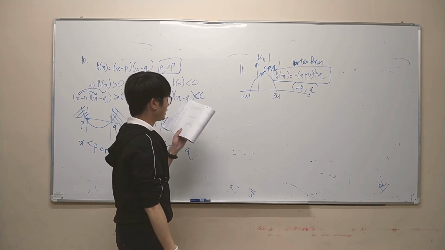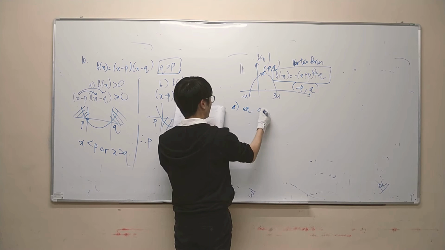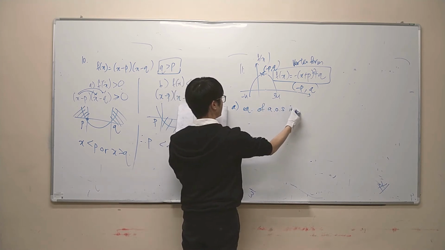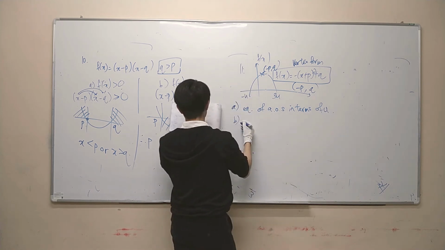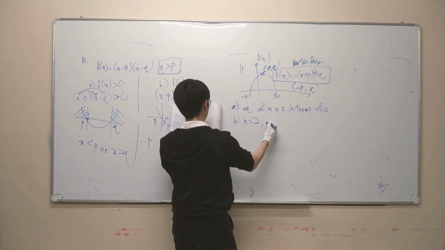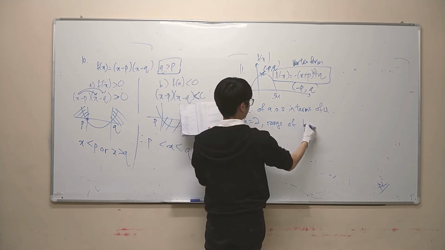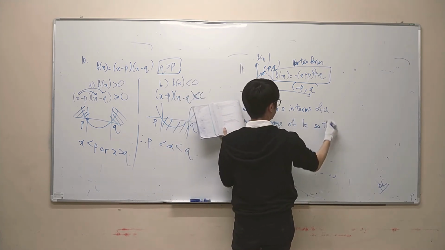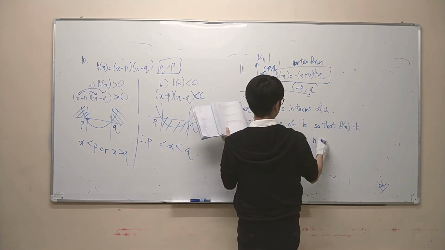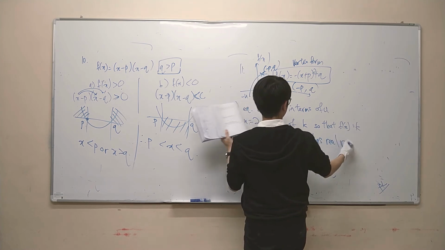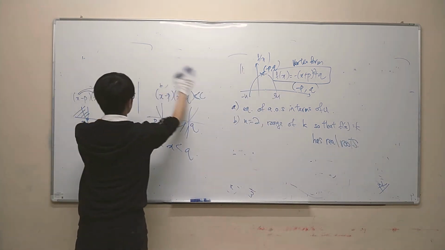Alright. Okay, and then next, a) they want you to find the equation of axis of symmetry in terms of u. And then b) they want what? u equals to 2. And then range of k so that f(x) equals to k has real roots. Okay, I started the soalan lah. So now we can just focus on answering the question.